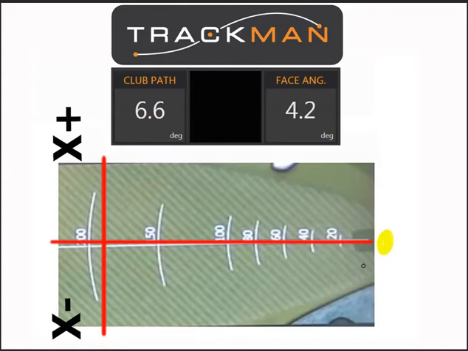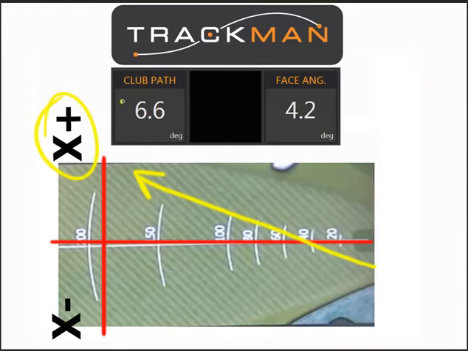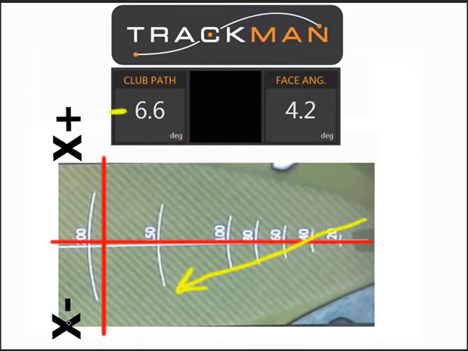If the club path is positive, then it's pointing towards X plus. So in this case, this is a positive club path going in the direction there. If this was negative, the path would have been in that direction. It's easy to remember if you just think of the math coordinate system. The face itself, this is plus.